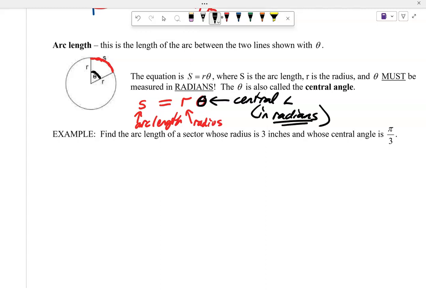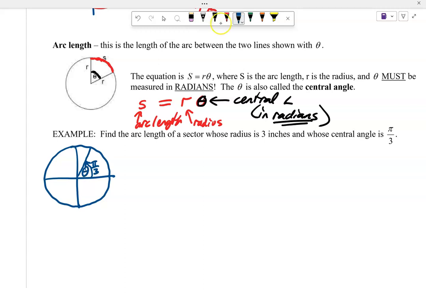You cannot have this in degrees or it won't work for this formula. Okay? So let's do this first. I'm finding the arc length of a sector whose radius is 3 inches and whose central angle is pi thirds. Okay, so pi thirds, if I multiply that by 180 over pi, that's 60 degrees. Okay, so I rotate pi thirds. That's my central angle in radians.